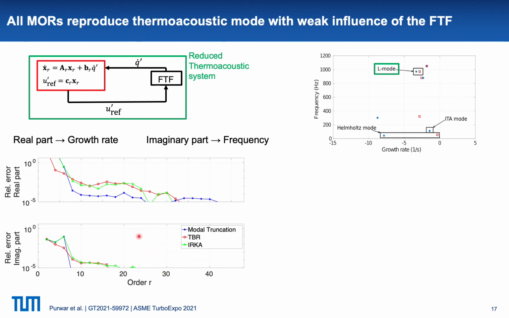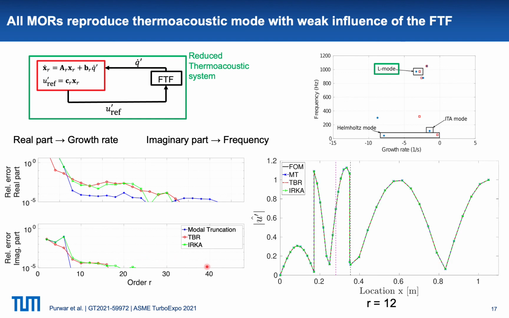Here, for this L mode, we can see that the errors from all the reduction techniques are very small and below 1% when the order of the reduced model is above 10, and it continues to decrease with further increase in order. Even at an order of 12, we see that all the reduction methods reproduce the eigenmode shape of this L mode with sufficiently good accuracy, and there is no discernible difference among them.